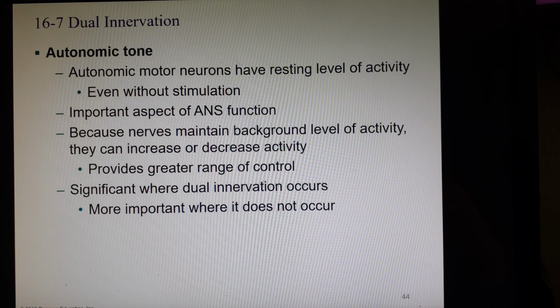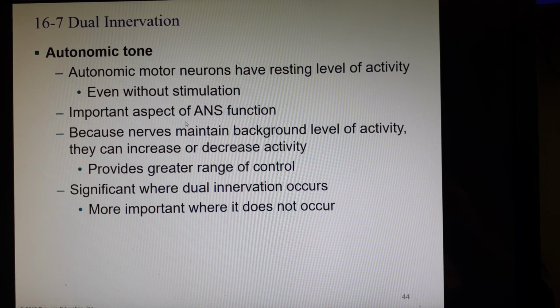Okay? Now, autonomic tone. You have smooth muscle all through, controlled by the autonomic system, right? So you're going to have some stimulation of the motor neurons, even without active stimulation from the nervous system. So you have a resting level of activity, and this is important.